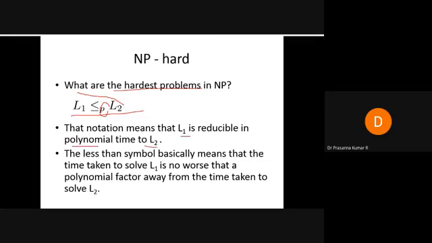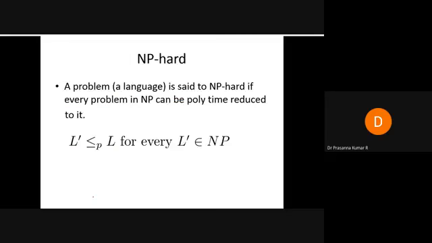What is the meaning of this less than symbol? It means that the time taken to solve L1 is no worse than the polynomial factor taken to solve L2. That is, L1 takes less time. To put it straightforwardly, L2 takes more time than L1, or L1 takes less time than L2. Now what do we infer from this? A problem is said to be NP-hard if every problem in NP can be polynomial time reduced to it. As I told you, the L1 is there.